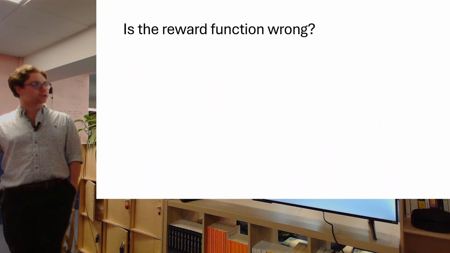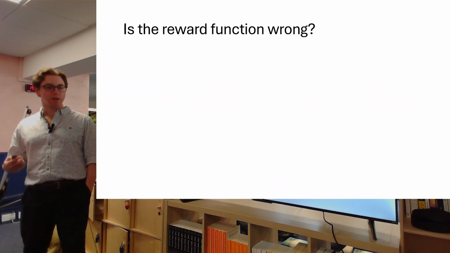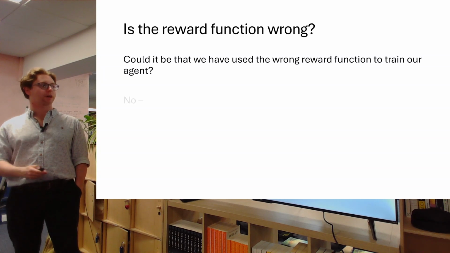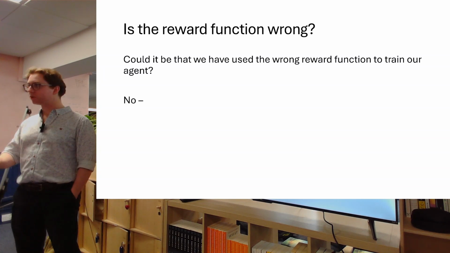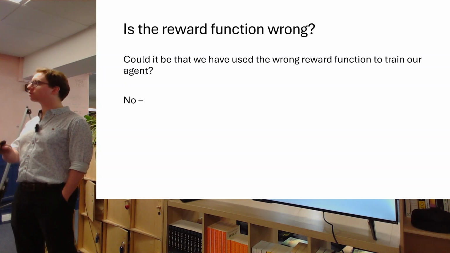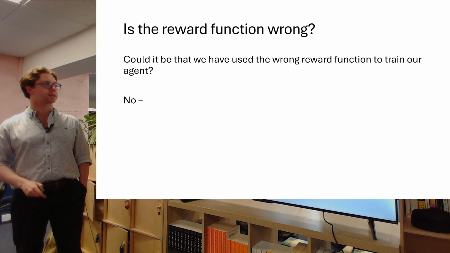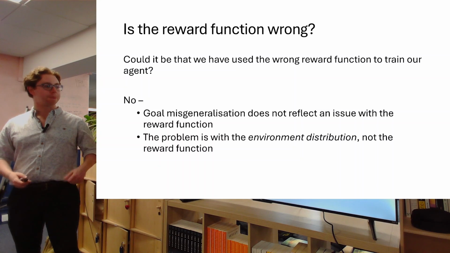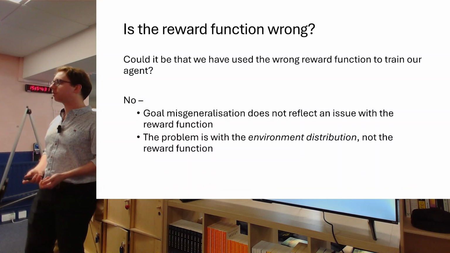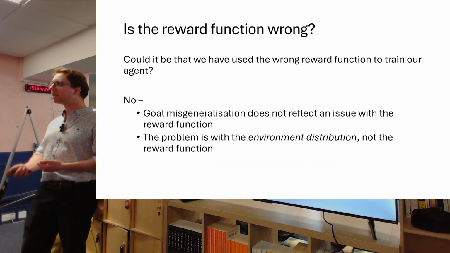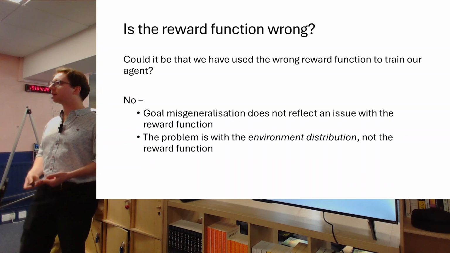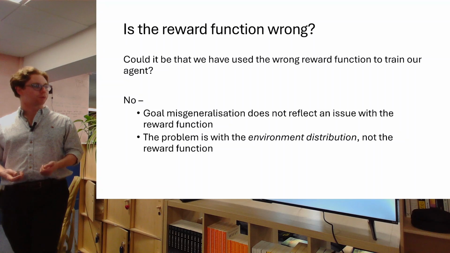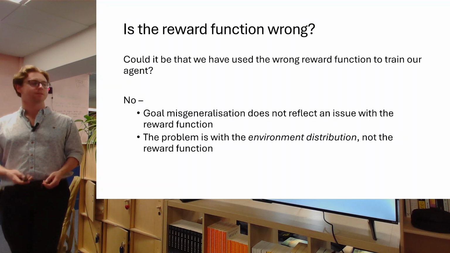Right? Is it an issue with the reward function? I've already sort of discussed this a couple of times. Could it be that you haven't specified the reward function correctly? And no, it's also not a problem with that. So goal misgeneralization is not to do with incorrectly specified rewards. It's to do with the environment distribution. So it's to do with the distribution of things that the agent sees in training and in deployment. It's not to do with the nature of the reward function that we're using to train the agent.